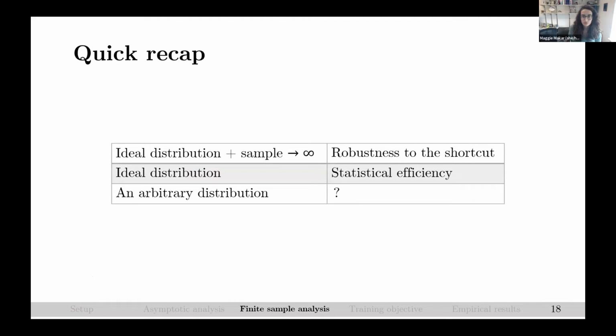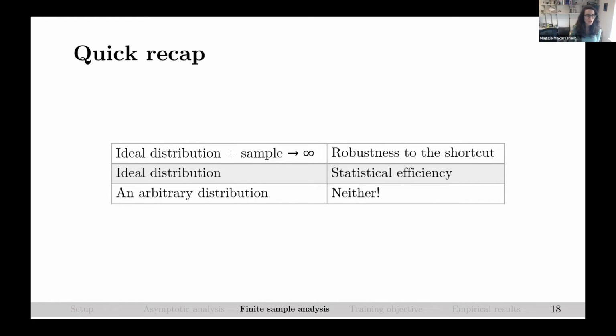To quickly recap, what we saw is that if we're sampling from the ideal distribution and our sample size goes to infinity, we get robustness to the shortcut. And even if our sample size doesn't go to infinity, we get statistical efficiency if our model conforms to the causal tag. Now, what happens if we sample from an arbitrary distribution, not the ideal distribution? Unfortunately, neither of those two results hold.